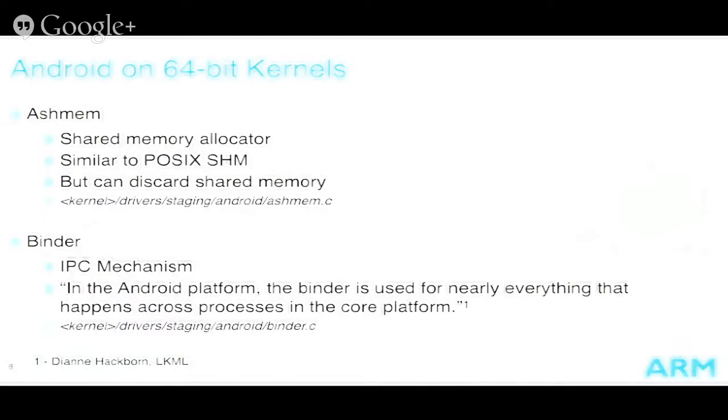Let's take a look at what HMEM and Binder do for Android. HMEM is the shared memory allocator used by Android. It's similar to POSIX SHM, and actually some of its functionality is implemented on top of POSIX SHM, but it has some special properties. It has the ability to have named memory spaces, and it can discard memory when under memory pressure. And this is the type of memory allocation that we use for the Dalvik or the ART heap.